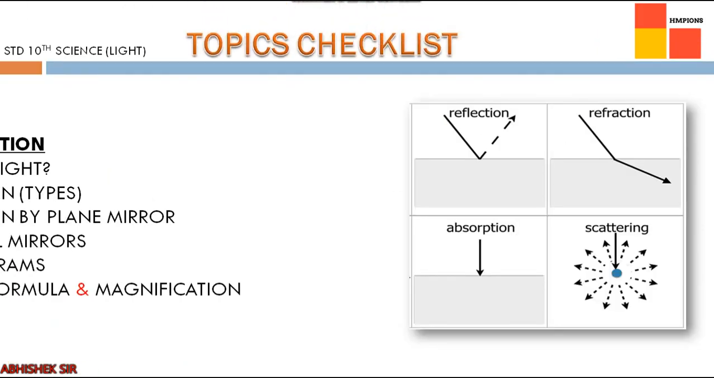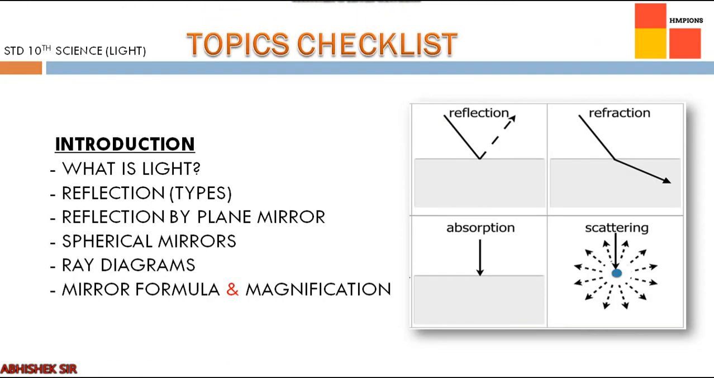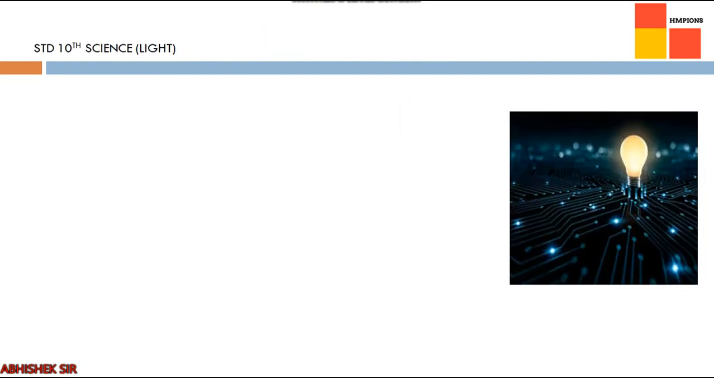Topics to be covered in this video are introduction, what is light, basic information about light, reflection, types of reflection. We will see reflection by plane mirror, spherical mirrors. We will also study a very important topic, that is ray diagrams, and then we'll finally end this with mirror formula and magnification. Moving on to the introduction part.